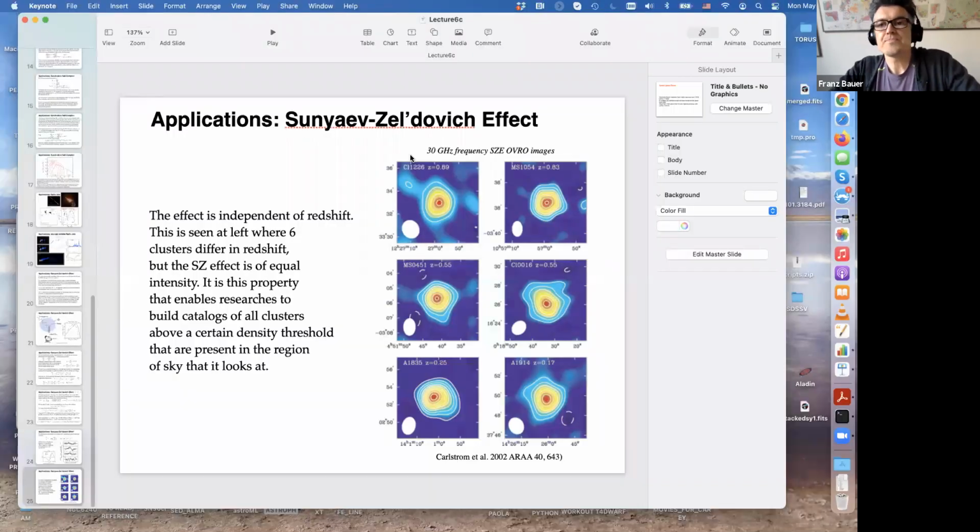Okay, that's all I wanted to say. Any questions? Just to give you guys a couple of real examples of how inverse Compton might work.